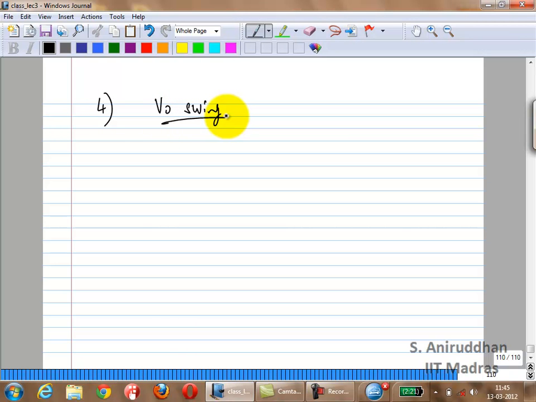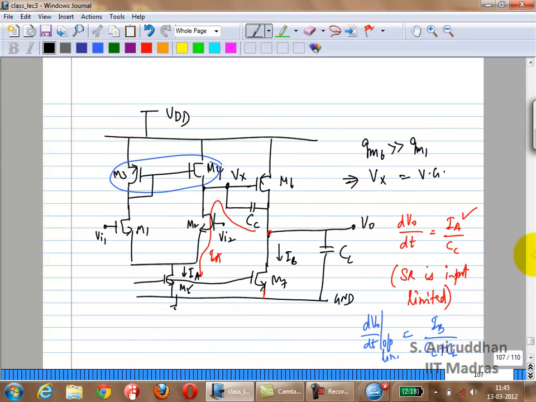So we want 4 volts peak to peak. So what does it tell us about the VDSAT? What is the condition if you want output to be 4 volts peak to peak? The supply is 5 volts, the other end is ground. So the simplest way to distribute it is 0.5 for M7, 0.5 for M6. Correct?